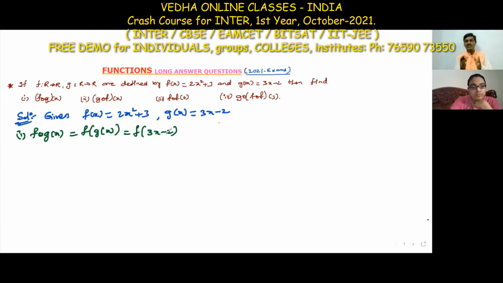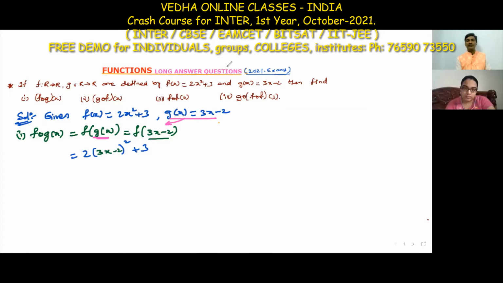F of g of x. Just in place of the x in the f function, I am substituting the g of x function. Now f of some function, what is the f of x function? 2 into x square plus 3 is the f of x function. In place of x we have 3x minus 2. Write that 3x minus 2 as it is.